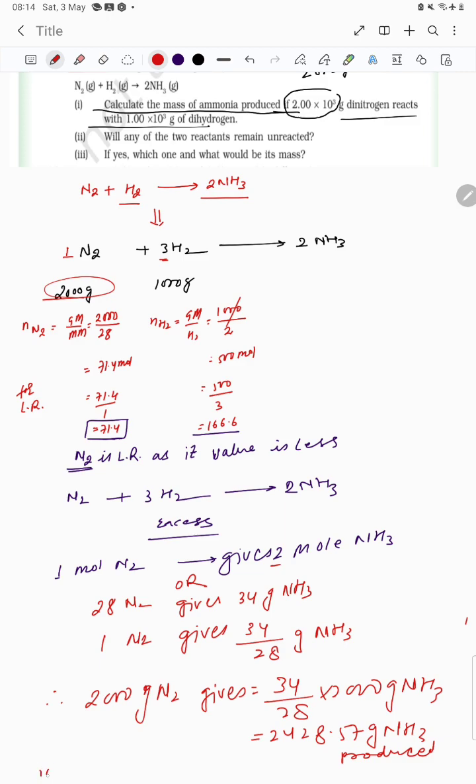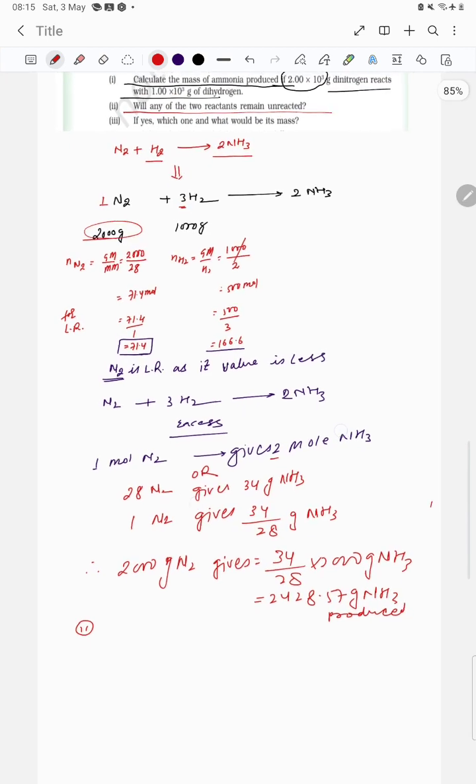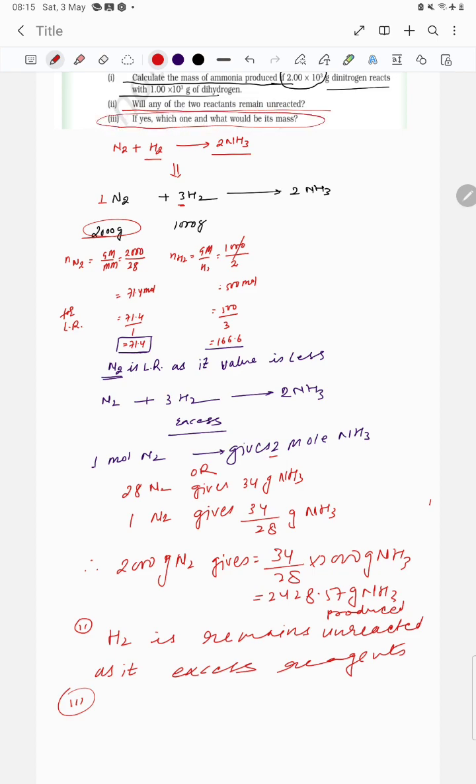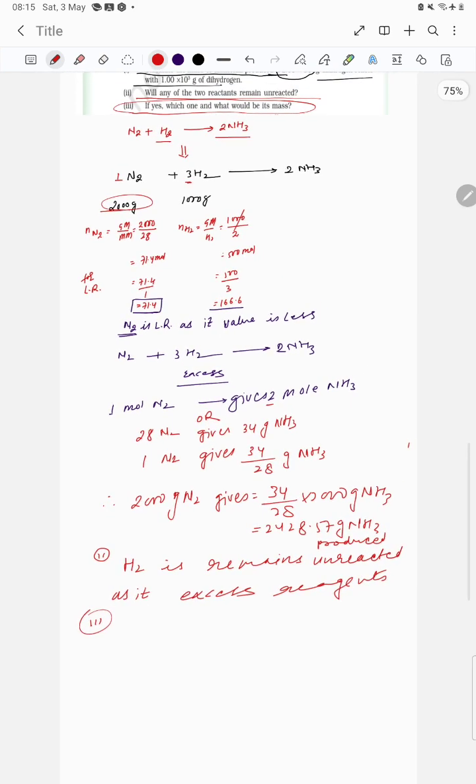Now the second question, student: will any of the reactants remain unreacted? So H2 remains unreacted, as it is the excess reagent. It is more in quantity, excess reagent, student. Now the third point: if so, which one and what would be its mass?